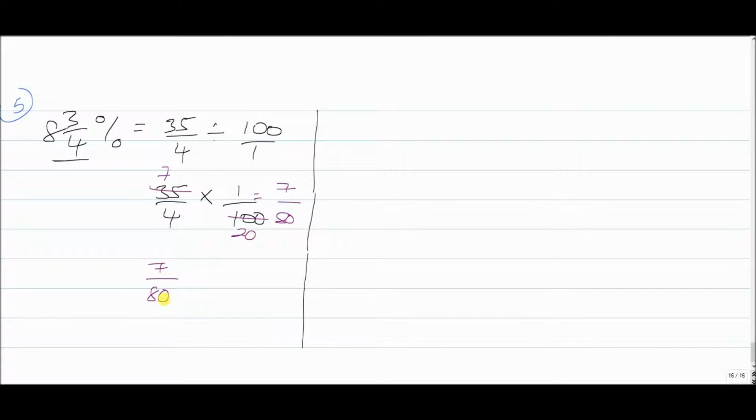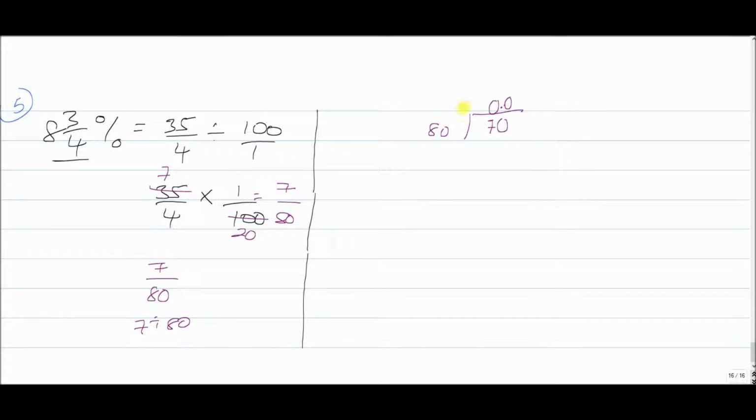Okay, so we're going to divide. We're going to put our 7 inside and our 80 outside, because 7 over 80 is the same as saying 7 divided by 80. 80 into 7 can't go, so we'll put 0 here. We'll add a decimal point and add a 0 here. 7 into 80 still can't go, so we'll add 0 there.